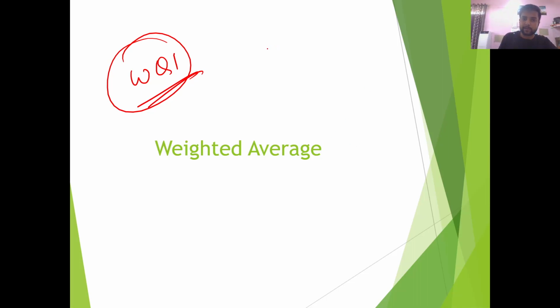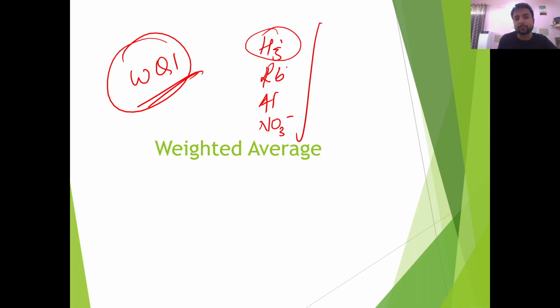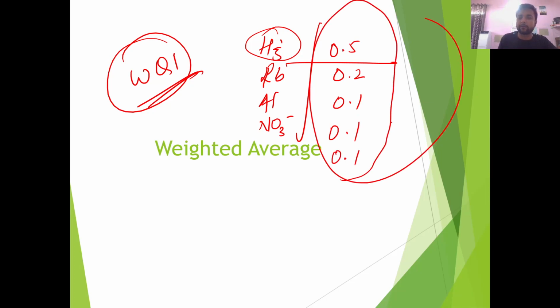Suppose we have mercury over here, lead over here, shown by Pb, then aluminium, then nitrate. In our water, we found that mercury is the one playing the most significant role, so we will provide it with the maximum value, and then lead is the second one, so 0.2, then 0.1, then 0.1, and another one will also be given. That's how we are giving different weights to these values.